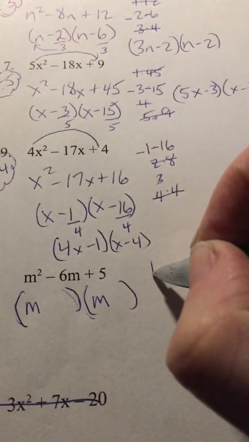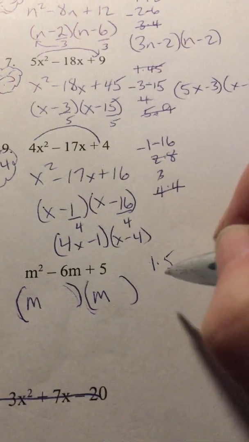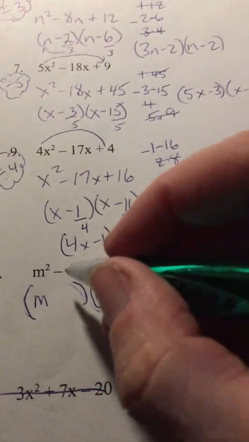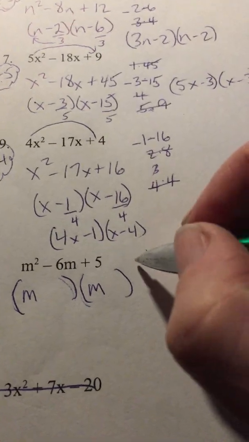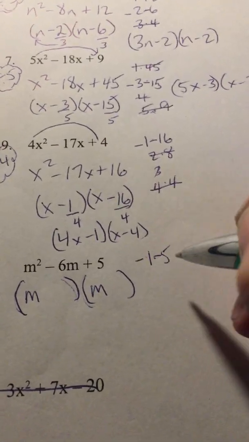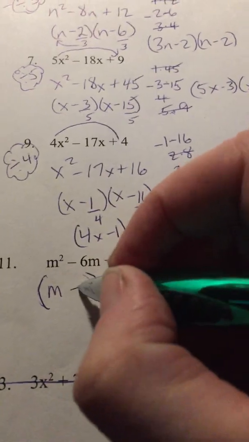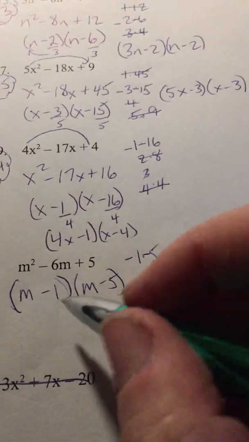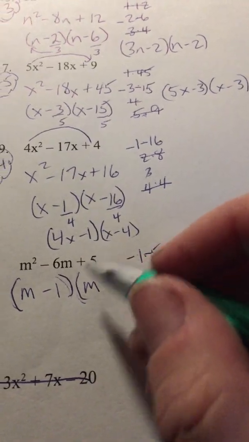So make a list of the numbers. 1 times 5. 2 won't go evenly. 3 won't go evenly. 4 won't go evenly. And 5. So 1 and 5 are the only two numbers. I need it to be a 6, so we're adding them, and it needs to be both negative. Negative 1 plus negative 5 is a negative 6. So minus 1 minus 5. If you want to double check the multiplying, negative 1 times negative 5 should be a positive 5. Everything works. Beautiful. There it is.